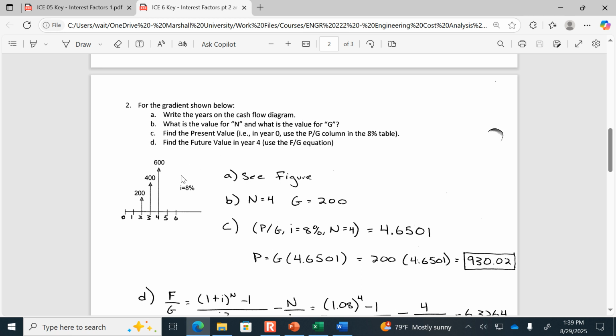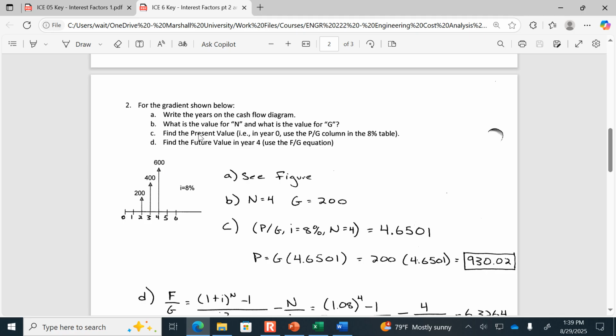Based on that, N equals 4, because the N for a gradient isn't how many arrows there are. The N for the gradient is what year is the last amount of the gradient. So the last amount of the gradient was in year 4, so that means N equals 4. It's important to point out, it's not necessarily the same number of arrows, the N value.